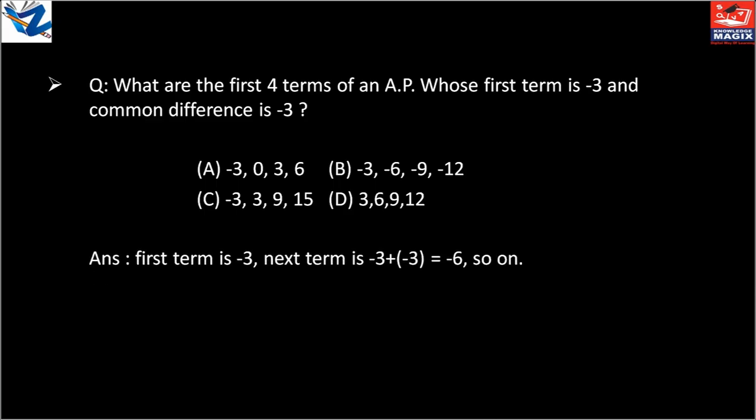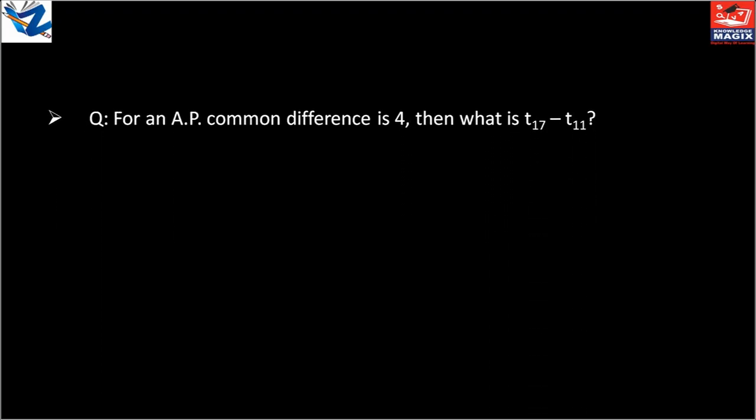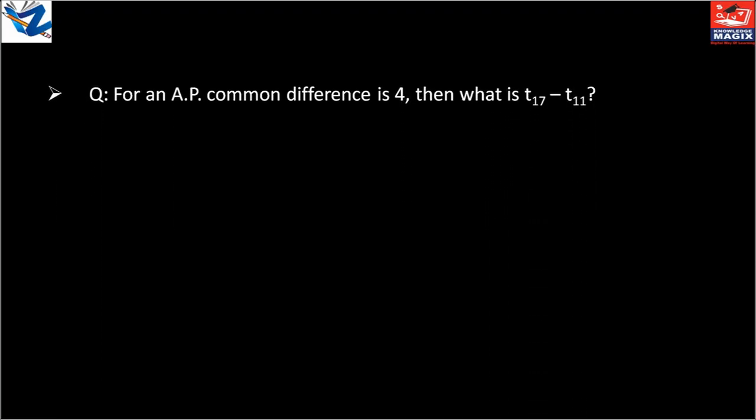Answer: first term is minus 3. Next term is minus 3 plus minus 3 is equal to minus 6 and so on. So answer is B. Question: for an AP, common difference is 4. Then what is T17 minus T11? Option A: 20, B: 28, C: 24, D: 4.